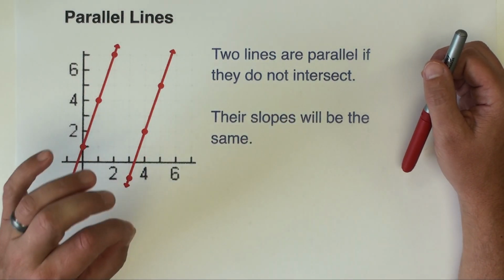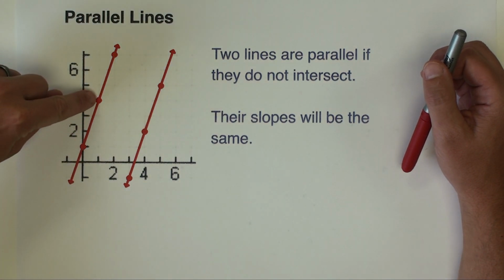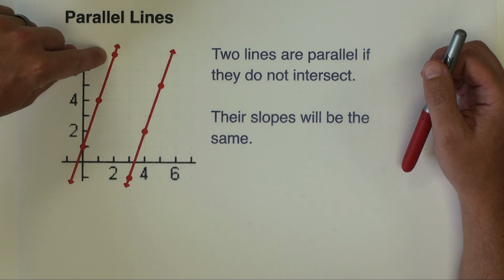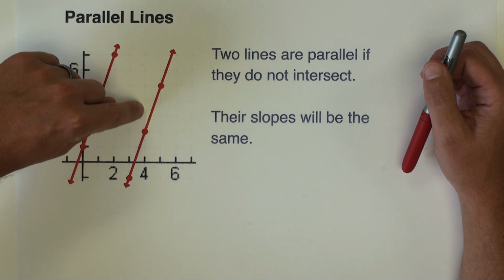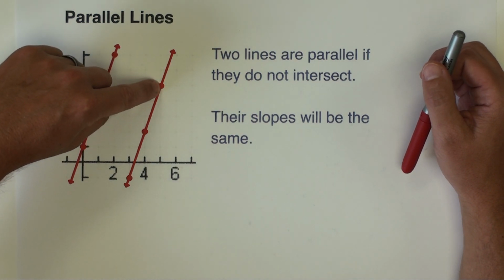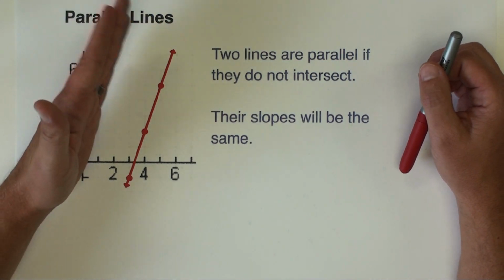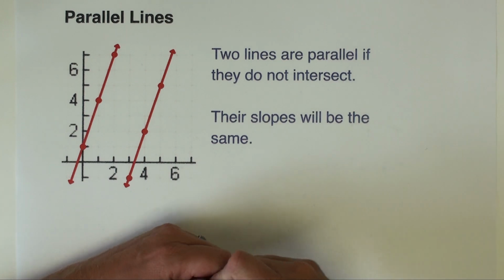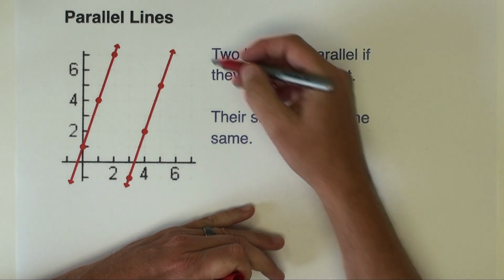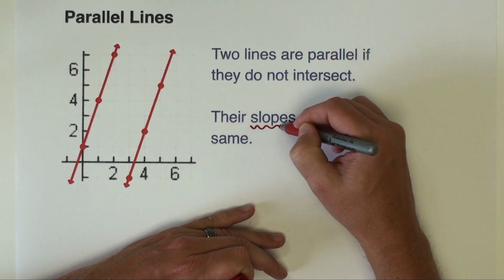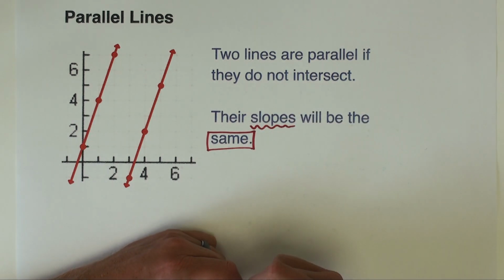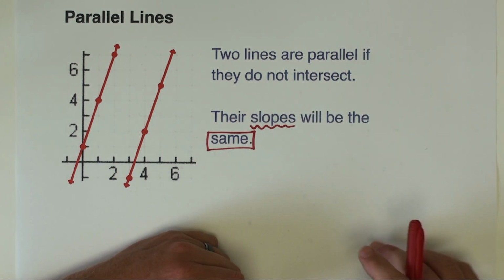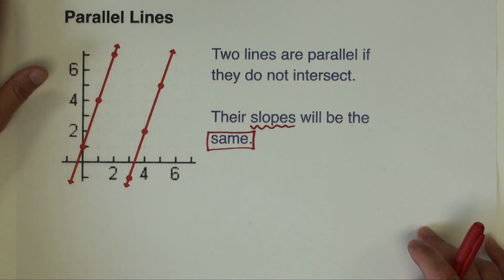Okay? Because they don't intersect, that means that the slope, right, the vertical and horizontal change, is going to be the same on both lines. If that change was different, then these lines would eventually cross paths. So what we need to know is for parallel lines that the slopes are the same. Okay? Now let's see an example problem where we apply that information.